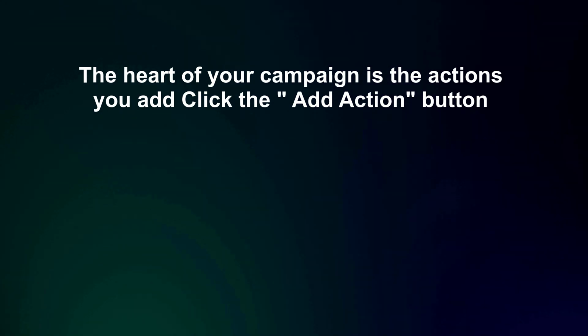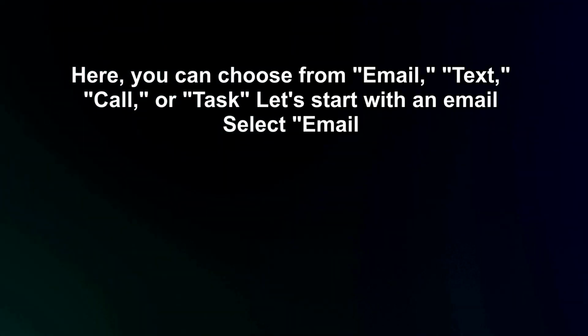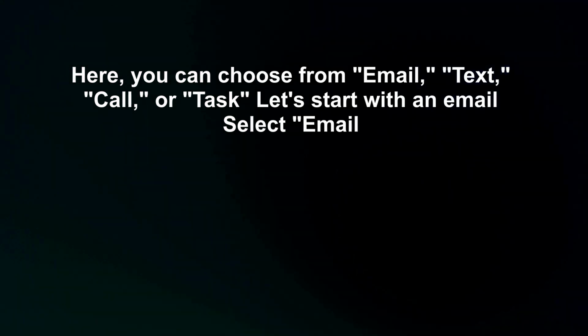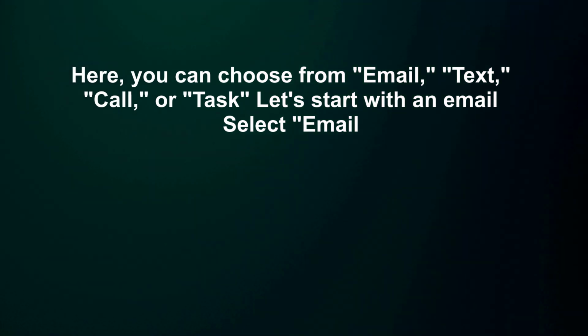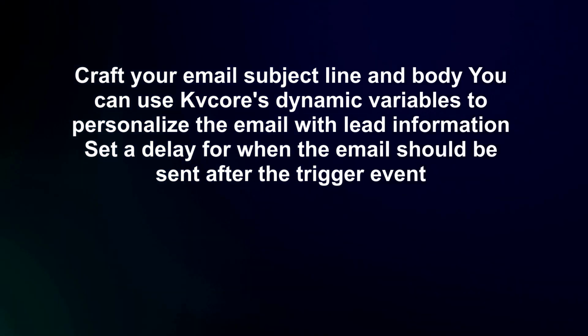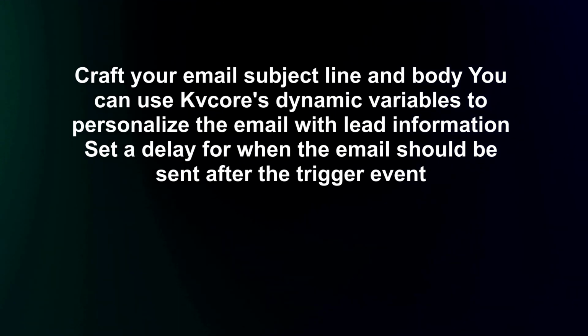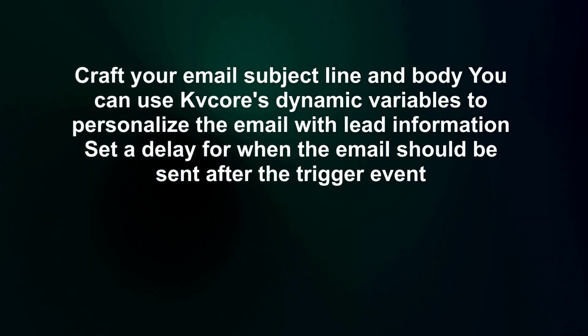The heart of your campaign is the actions you add. Click the Add Action button. Here, you can choose from email, text, call, or task. Let's start with an email. Select email. Craft your email subject line and body. You can use Kvcore's dynamic variables to personalize the email with lead information. Set a delay for when the email should be sent after the trigger event.